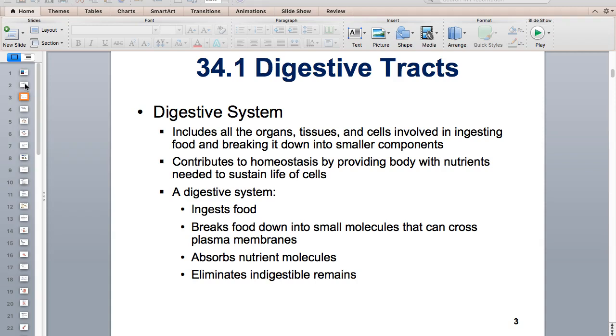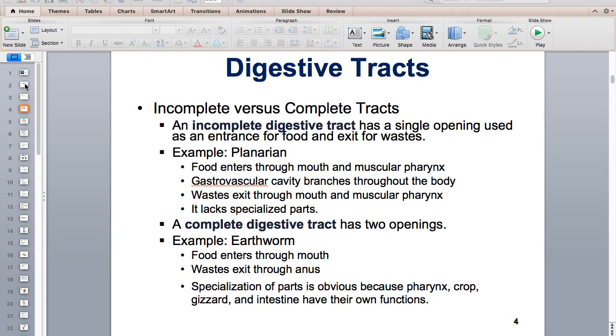If we talk about what it includes, we talk about the organs, tissues, and cells that are involved in ingesting food and breaking it down, okay? So again, those are the primary functions of the digestive system.